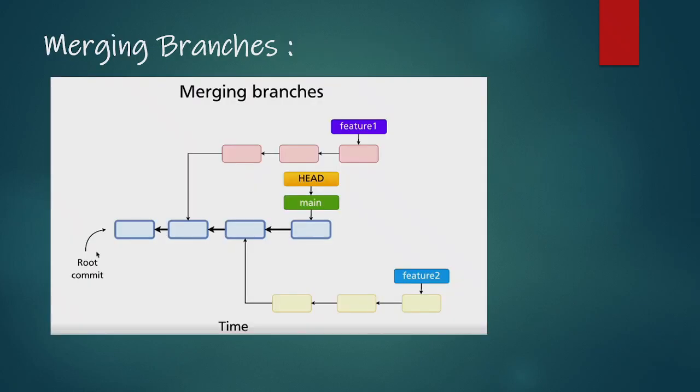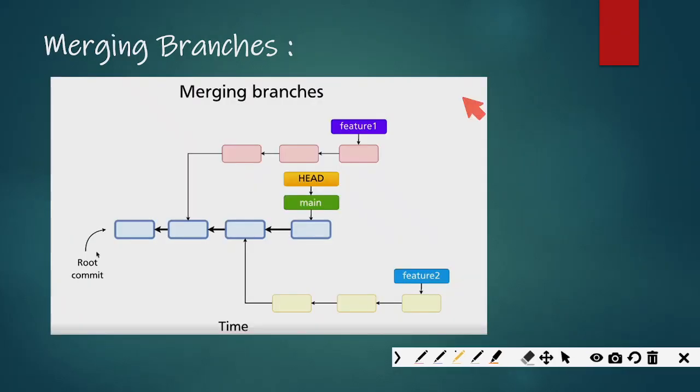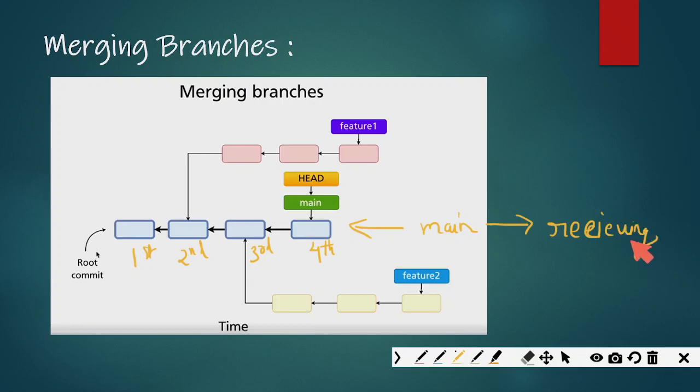Okay. Moving on to my next slide. Here I just wanted to point out some of the things which are important before we really do the practical demonstration. As you can see, this is my main branch, right? And this is my first commit. This is my second commit. This is my third commit. And this is my fourth commit in the main branch. And you can also see that I'm trying to merge the feature one branch and the feature two branch into the main branch. So at this point in time, just remember that the main branch is my receiving branch. Okay. This is what I really wanted to point out.